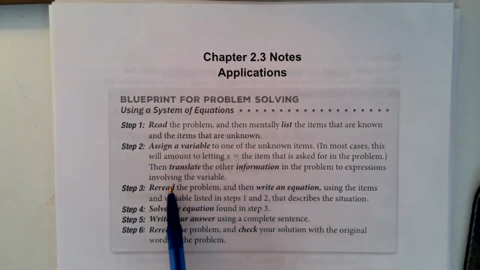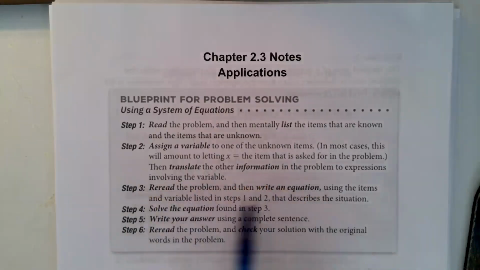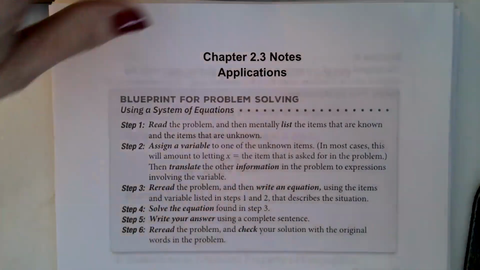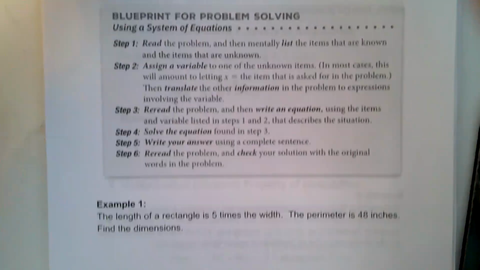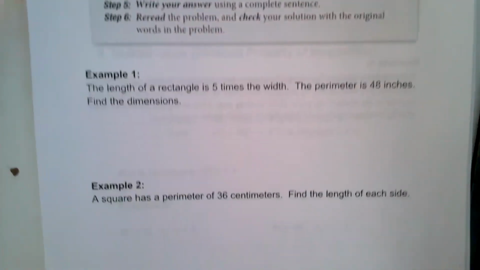So I try to write out what's going on in words and then group those words into mathematical symbols to represent the words. Step 3 says reread the problem and then write an equation using the items and variable listed in steps 1 and 2 that describes the situation. Step 4, solve the equation found in step 3. Step 5, write your answer using a complete sentence. And step 6, reread the problem and check your solution with the original wording in the problem. So let's look at example 1.